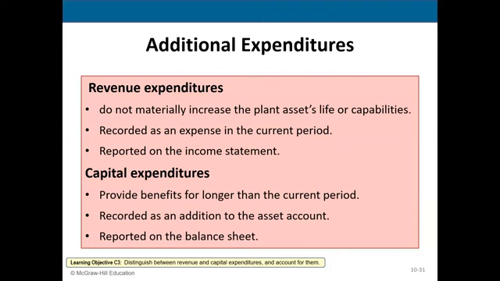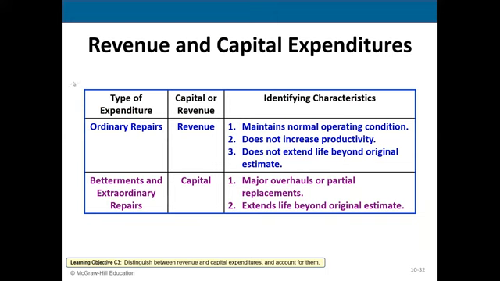And it's, of course, on the balance sheet. So ordinary repairs, that's on your expenses, on your income statement. Real simple, maintains the operating condition, doesn't change any type of useful life. It's just repairs and maintenance. Yep. Regular stuff.